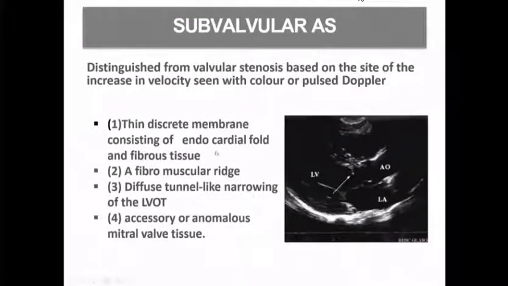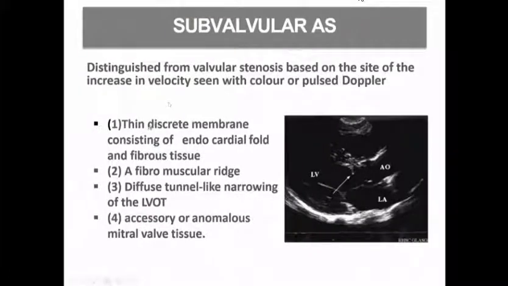The next important point, especially in congenital heart disease where we see more patients, is subvalvular AS. This should be distinguished from valvular stenosis based on the site and increased velocities. This is very important for children, because if you wrongly diagnose valvular AS versus subvalvular AS, the management is totally different. When it is subvalvular AS, only excision of the membrane or ring is needed.